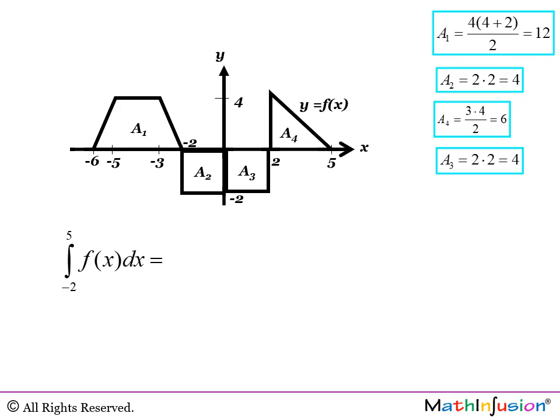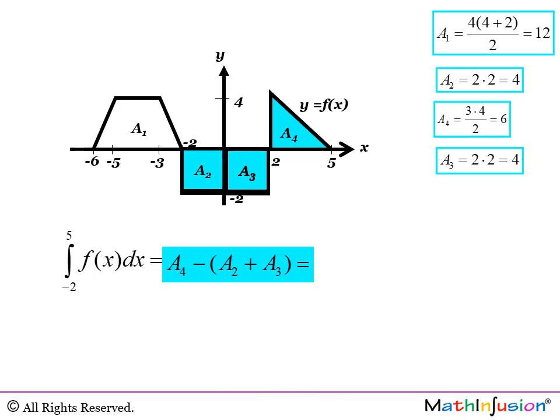And what about this one? Between -2 and 5, we have two areas which are below the x-axis, and one that is above the x-axis. And we get -2. If the definite integral between -2 and 5 is -2, it means that the area below the x-axis is larger than the area of the region that is above the x-axis.